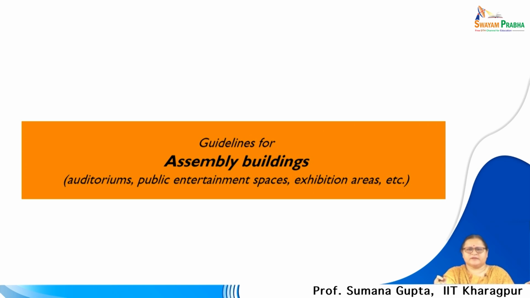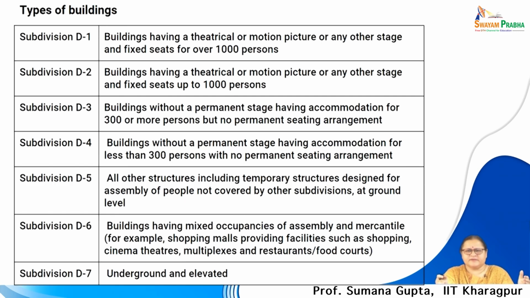So, considering that, we will see that NBC has divided or subdivided the different types of spaces under this category under D1, as you can see D1 to D7. So, there are D1 to D7 types of subdivisions, and each of them has various explanations, that is fixed seats for over 1000 people, up to 1000 people. So, what we see, it is the number of people being handled in such buildings.